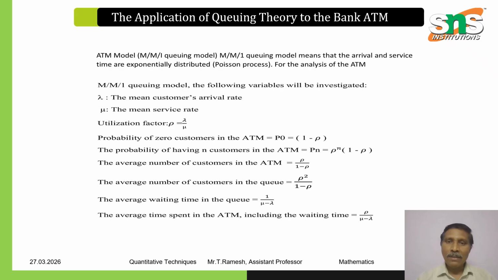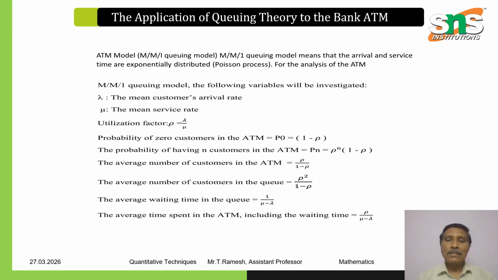In this M/M/1 model, we follow the formulas. Lambda means the mean arrival rate of customers, and mu is the service rate. The utilization factor, or the probability the system is busy, is denoted by rho, that is lambda by mu. Probability of no customer in the ATM is P0, that is 1 minus rho. Suppose n customers are in the ATM; the probability for n customers in the system, Pn, is rho power n into 1 minus rho. If n is equal to 0, meaning no customer in the ATM, then rho power 0 times 1 minus rho gives 1 minus rho, that is P0.